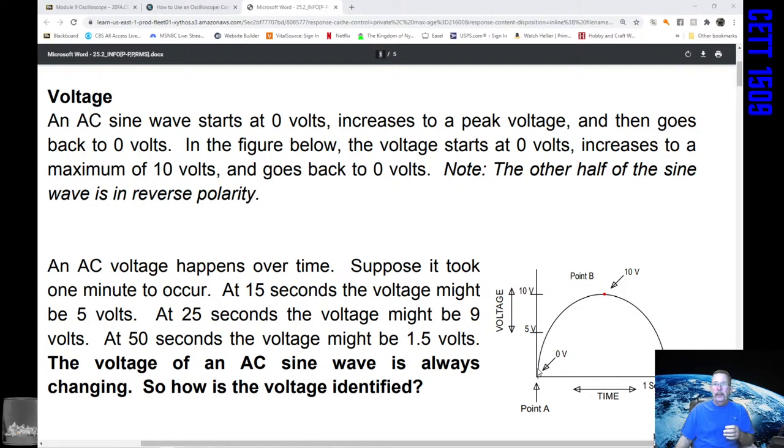So if it took 1 minute for a cycle to occur, it'd be a 1 hertz cycle or waveform. So at 15 seconds, the voltage might be, say, at 5 volts if it goes up, right? At the halfway point, it might be almost the voltage that it's supposed to be at, and then it drops back down to zero. So anyway, the voltage of an AC sine wave is always changing.